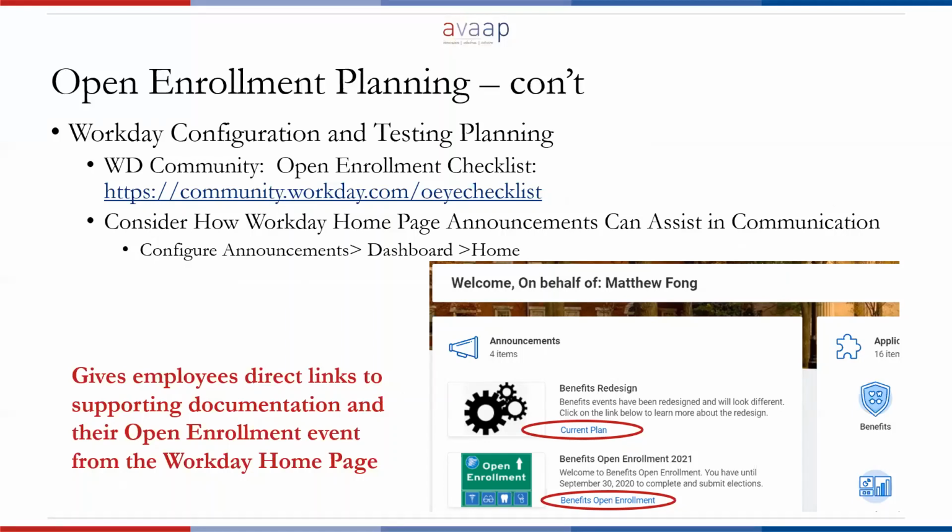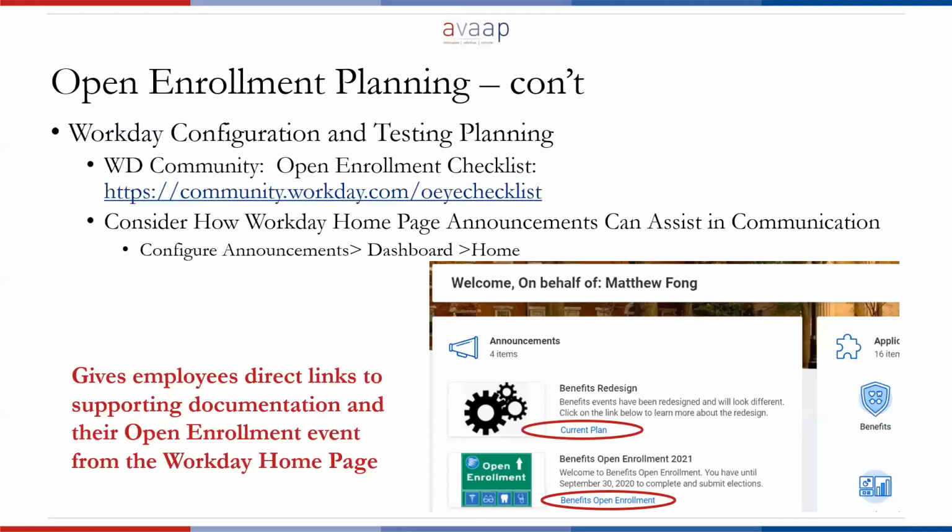So the way that you do homepage announcements, as she mentioned a couple of minutes ago, is by going in Workday to configure announcements, and then to dashboard, and then to the home option, which is the home screen, the landing page where employees go when they first log in. It's a great place to put information. You have the ability to link text, videos, job aids, supporting documentation, and even link to the open enrollment event on that page.